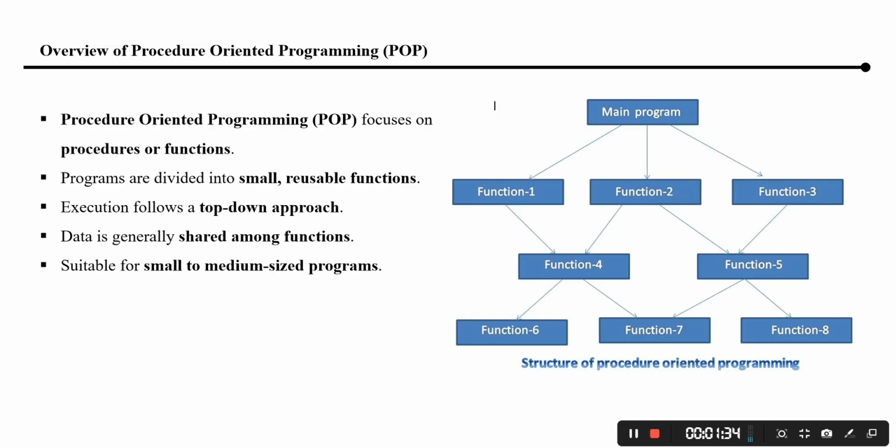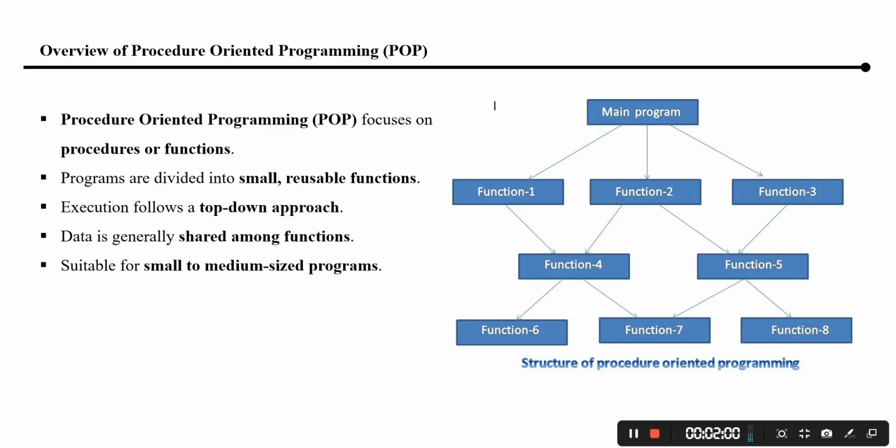Here you can see the picture. Main program. A main program is further divided into subprograms. Each subprogram is treated as one function. Here you can see function 1, function 2 and function 3. In turn, function 1 is divided into function 4, and function 4 is further divided into function 6 and 7. That means here the main program is divided into three functionalities or three tasks.